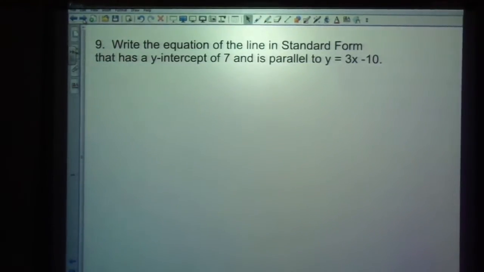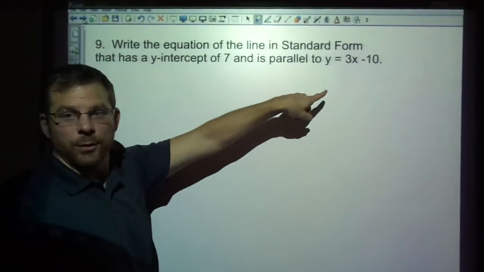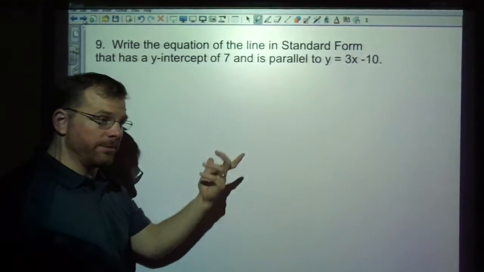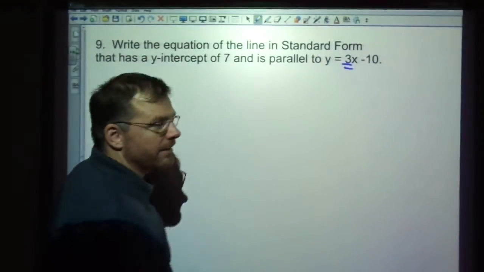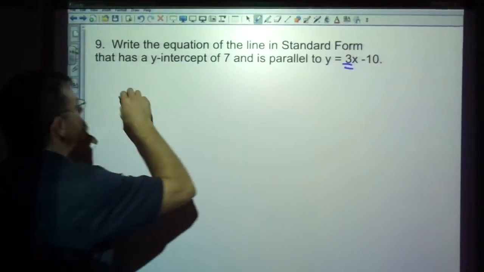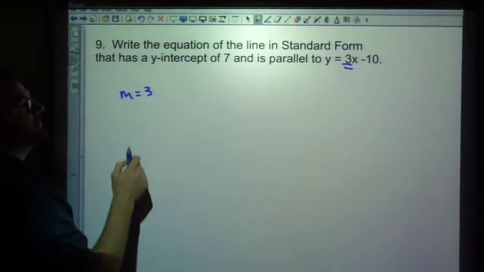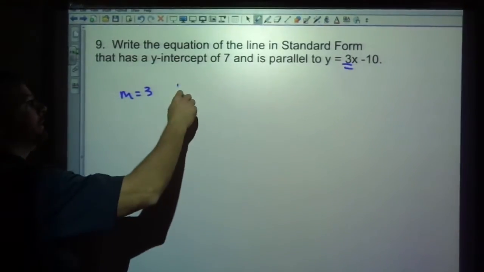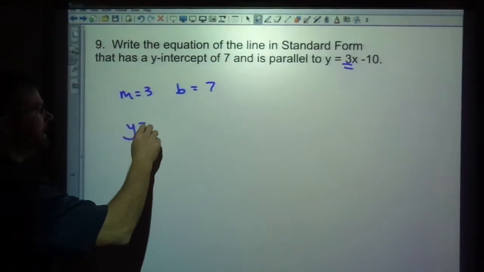Number 9, write the equation of the line in standard form that has a y-intercept of 7 and parallel to this one. Okay, so I just need to find the slope on this one and use the same slope for my line because they're parallel. Oh great, it's in slope-intercept form. That means that my slope is easy to see. The slope on this line is 3, so the slope on my line has to be 3. And it has a y-intercept of 7, all glory. That's this. So I can write my equation very easily.